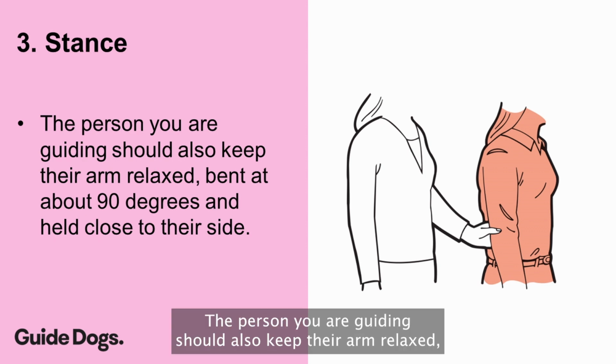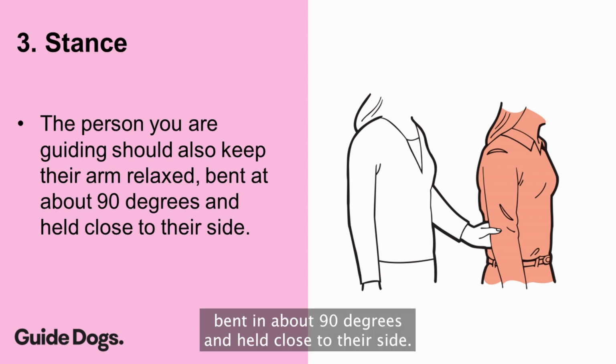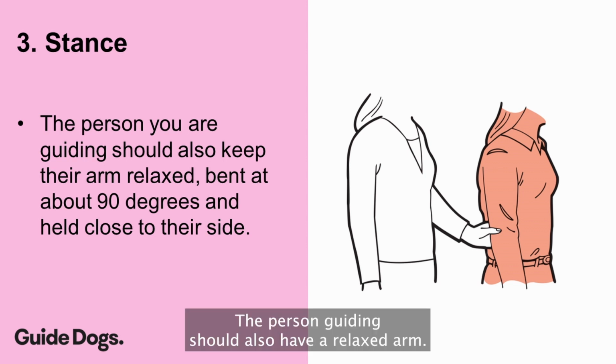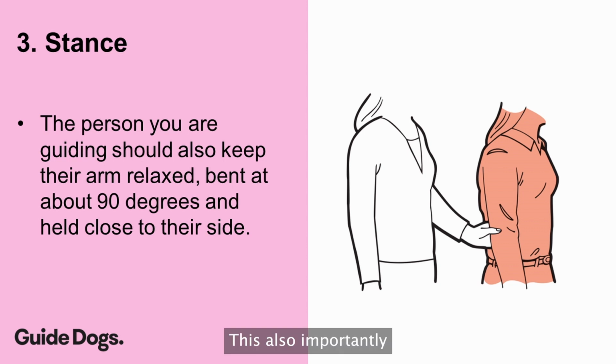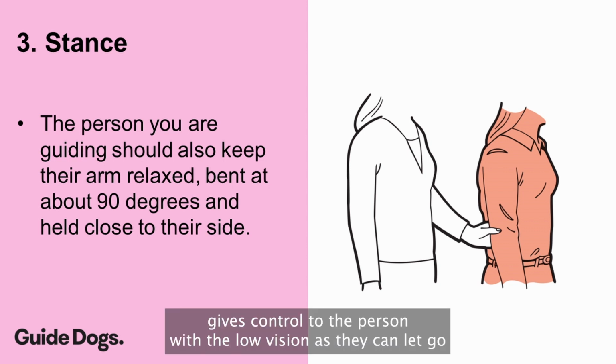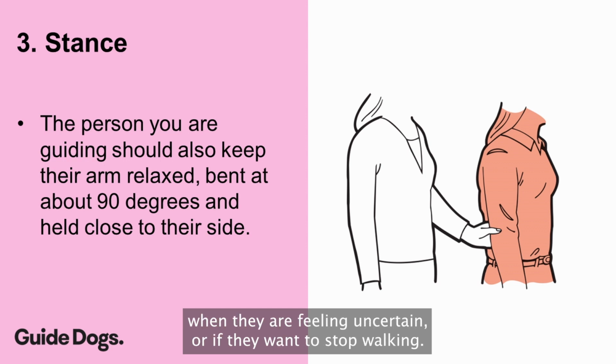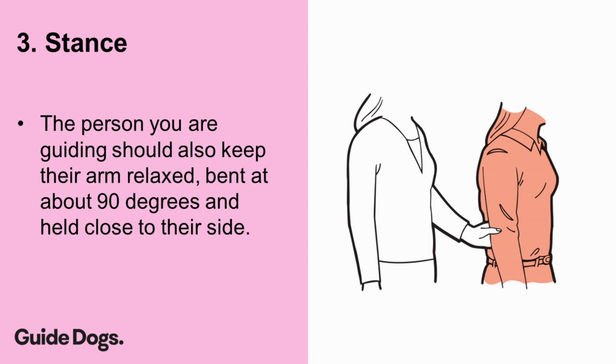Stance. The person you are guiding should also keep their arm relaxed, bent at about 90 degrees and held close to their side. The person guiding should also have a relaxed arm. This leaves a small space between you both and allows for reaction time when you are walking. This also, importantly, gives control to the person with the low vision, as they can let go when they are feeling uncertain or if they want to stop walking.